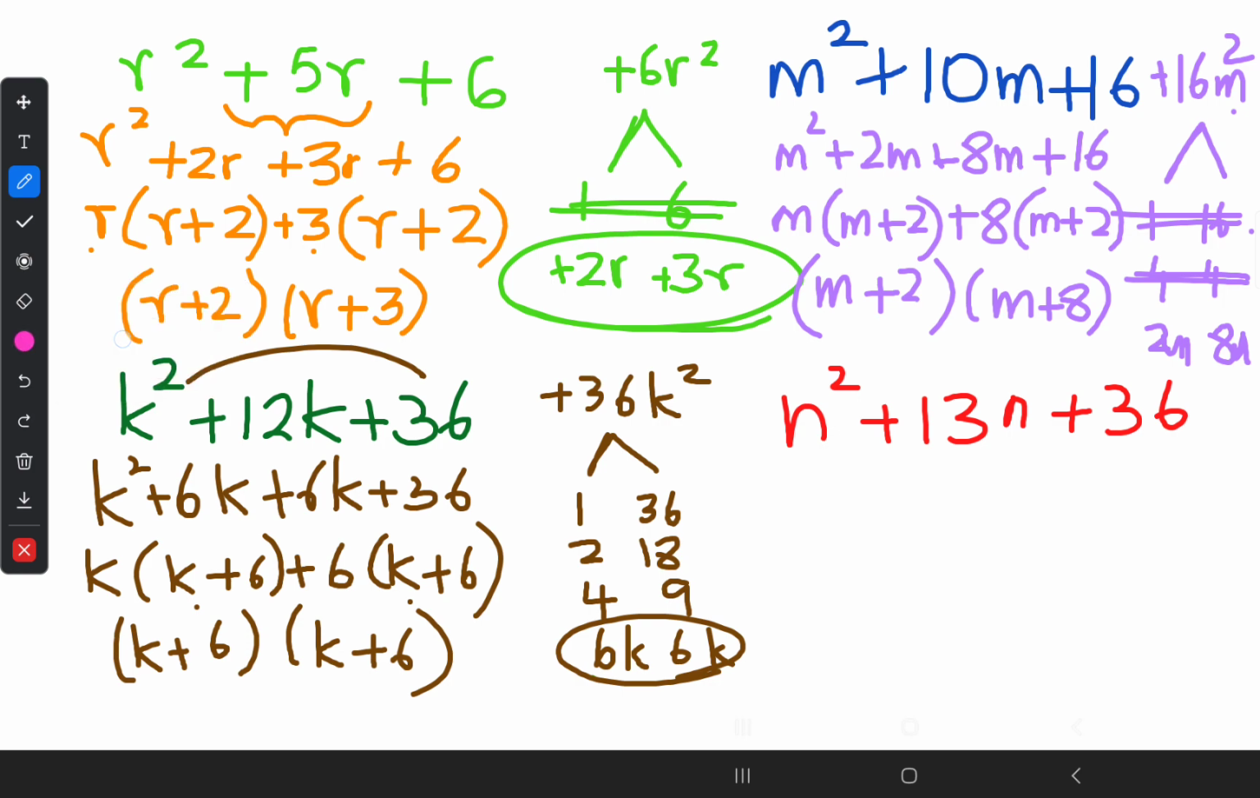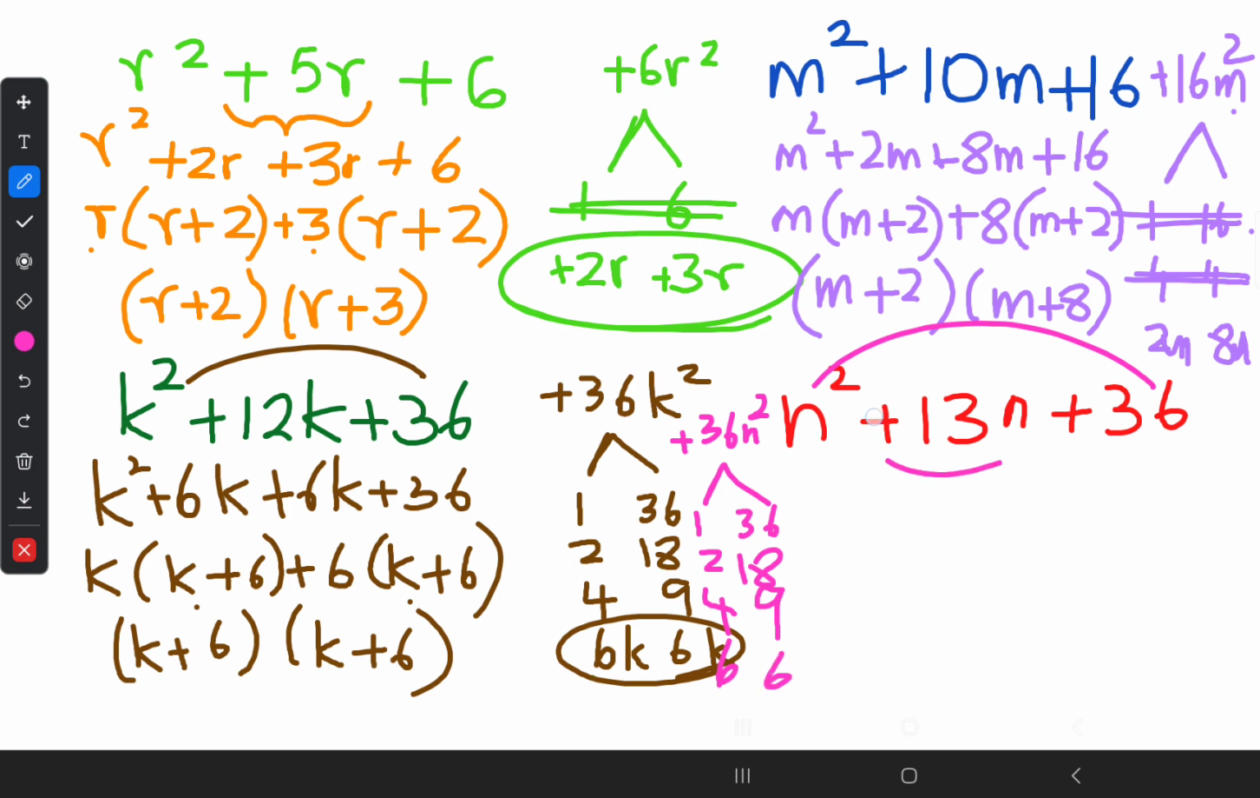Then the last question. For the last one, we have it like this. Now let's multiply the two end members. That one also will give you positive 36n square. I'll write it here. The possible multiples are the same: 1 36, 2 18s, 4 9s, or 6 6s. According to the middle member, 9 plus 4, that's 13. 9 plus 4 only gives 13, so that's the correct one.